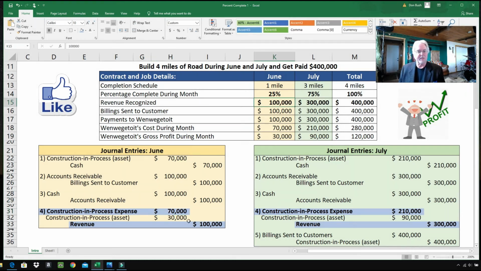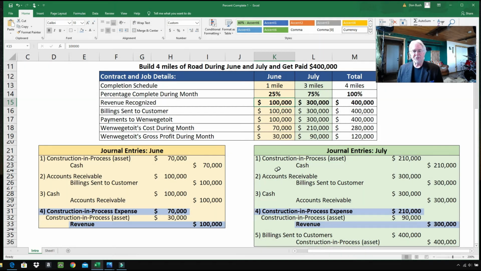Now if that's all we did, our journal entry wouldn't balance. So what we're doing is we're putting in another debit to make it balance, construction in process asset, $30,000. So in other words, this $30,000 is the gross profit, but strangely, it's going to go on the balance sheet, at least for a while. Those are the journal entries for the month of June.